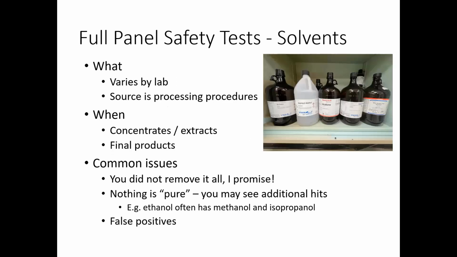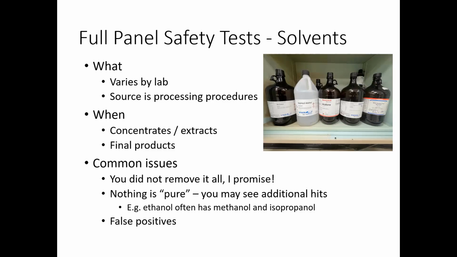Solvents. What people are testing for really varies by lab in terms of the actual list of solvents. Most people hit the same basic set, and then there will be some differences here or there. But really, the source of these solvents is anything that the processor does. These are not going to be naturally occurring in the plant. And so what you should be looking for is, whatever you put in there, make sure that you get it back out down to the required level.